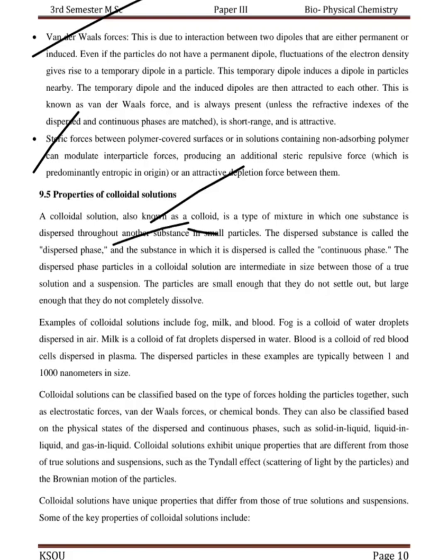So colloid is nothing but one substance dispersed in another substance, whether it may be liquid in liquid, solid in liquid, or gas in liquid. So it may be in different phases. Depending on the different physical properties, the colloids can be classified. Here, coming to the properties, they can be classified based on the types of force holding the particles together. So it can be electrostatic force of interaction, Van der Waals force of interaction, and also with respect to chemical bond formation.